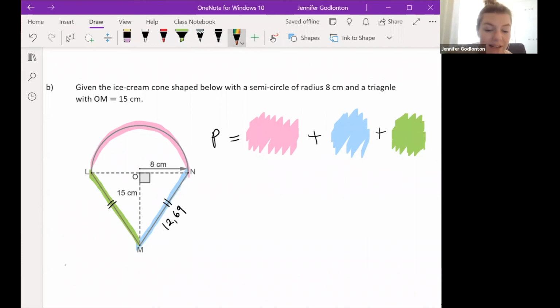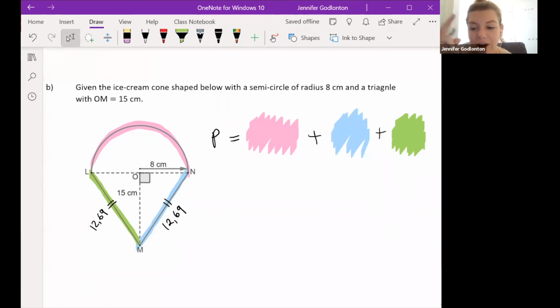Yeah, the green is definitely equal to 12.69. Good, good. So those two little lines that I drew mean that those lines are the same as each other. So that's definitely going to be 12.69. Now the most important thing is to try and figure out how to work out that top pink part.